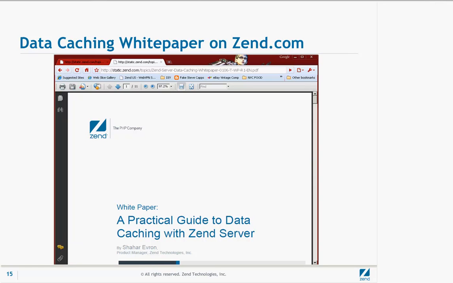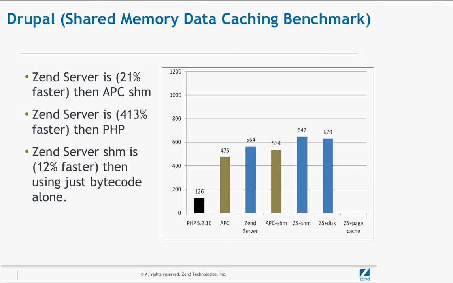So no need to reprogram your code. It'll think that APC is installed, but it's actually Zend Server with an APC compatibility layer, kind of using its own caching. And the results, when we look at it, basically come down to this. So we compared, again, the Zend Server memory caching versus APC and saw 21% better performance.